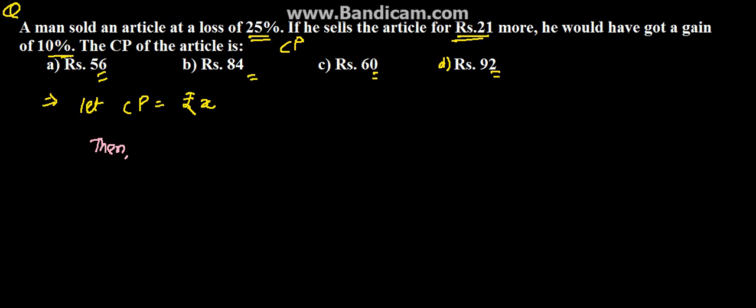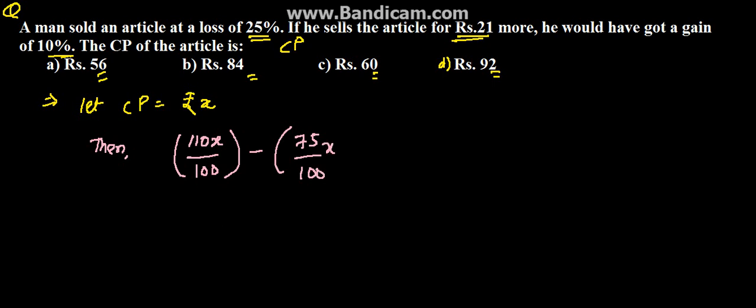So now there is a gain of 10%. So 110x upon 100, because we have considered that let cost price be X. So there is a gain of 10%, so this comes to 110x upon 100. This is our first expression. Minus the loss of 25%. So 100 minus 25 is 75x, that is 75x upon 100. This is our second expression.